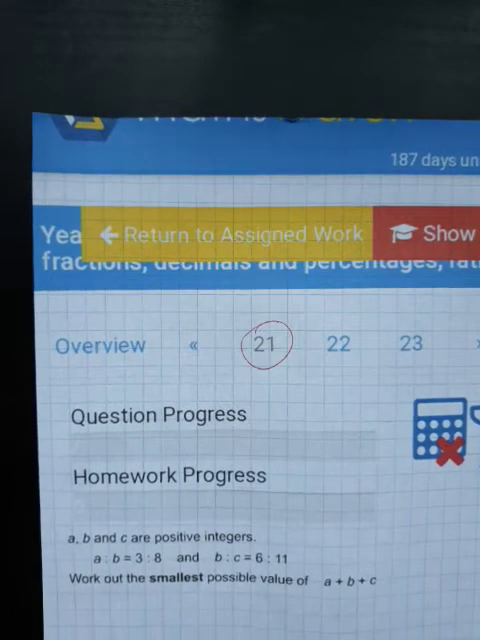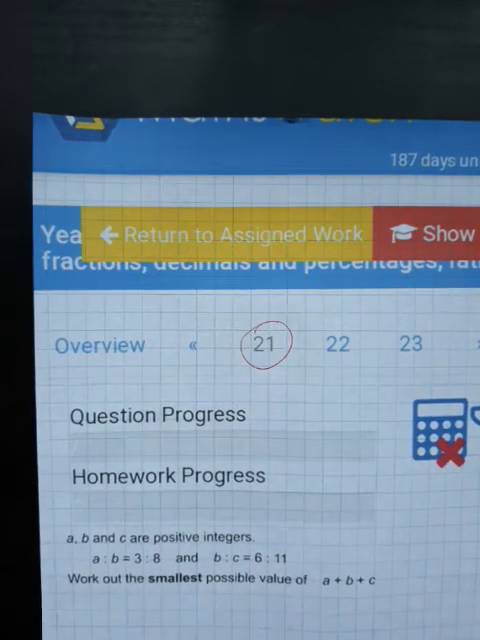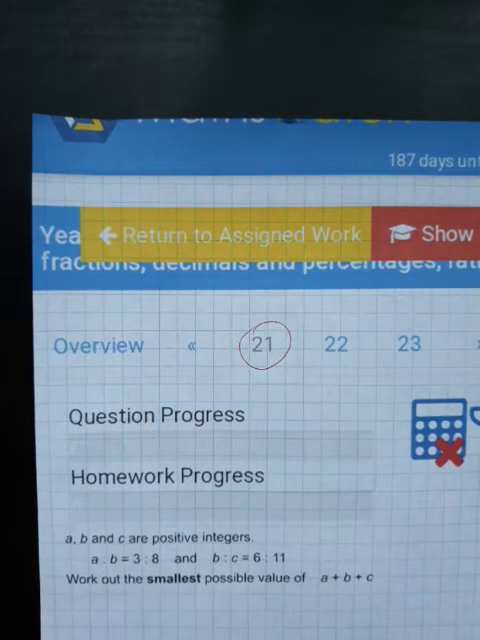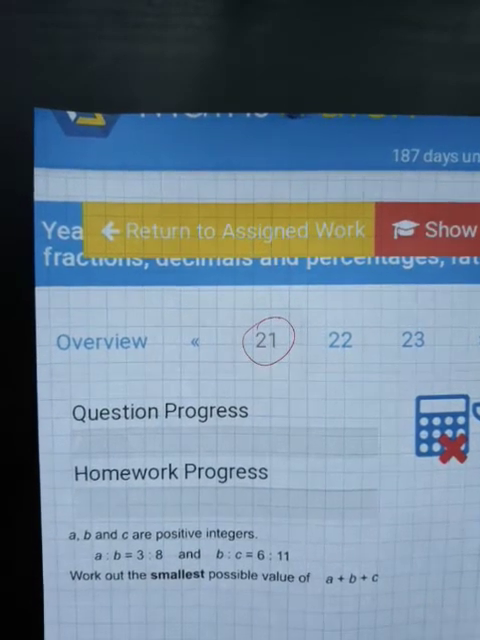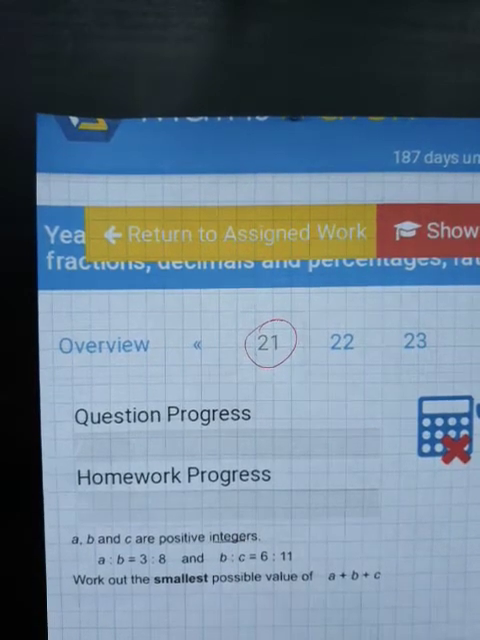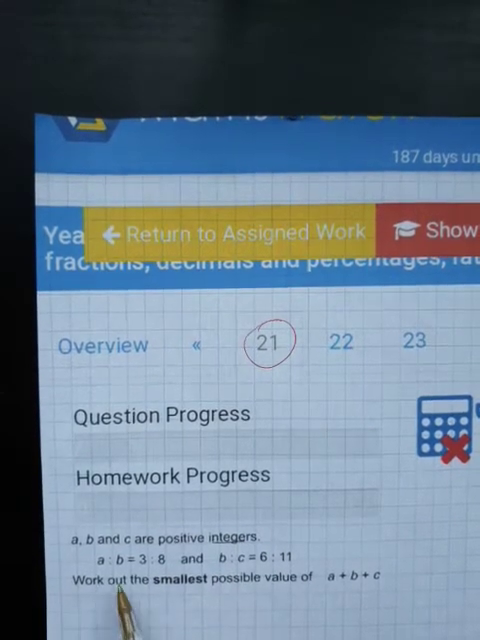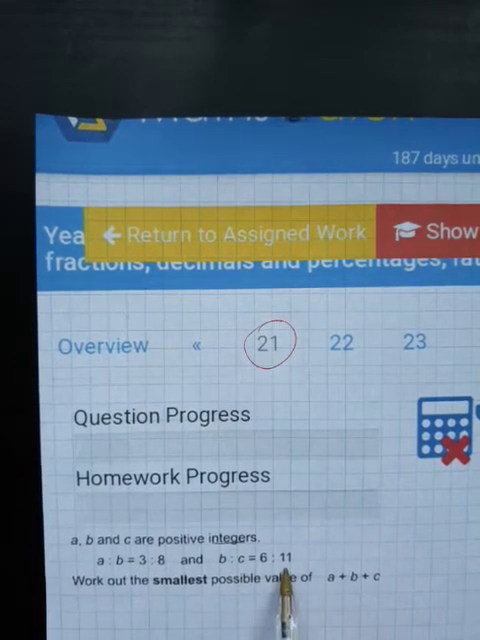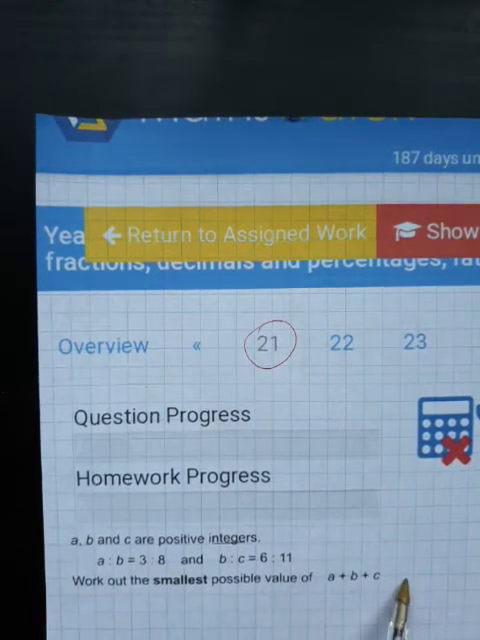It's part of an assignment set for year 10 for week beginning 27th of April, and this is question 21, and it's a ratio question. So we've got A, B and C are positive integers. Integer, you'll remember, means whole numbers. A to B is 3 to 8, B to C is 6 to 11. Work out the smallest possible value of A plus B plus C.